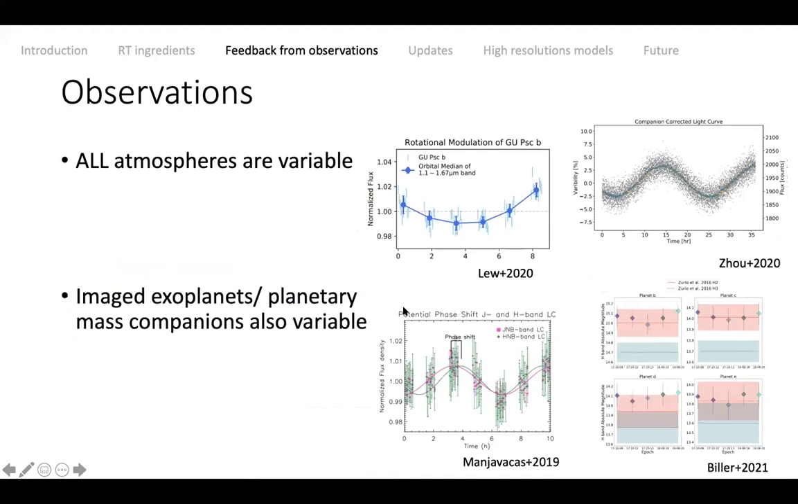And it's not only brown dwarfs that show variability. We now know that also planetary mass companions and imaged exoplanets should show comparable variability. We have a number of targets for which we have detected variability and some targets for which we have hints of variability.